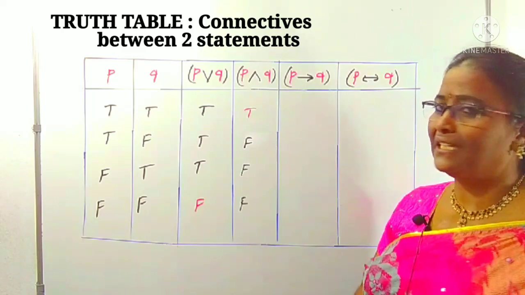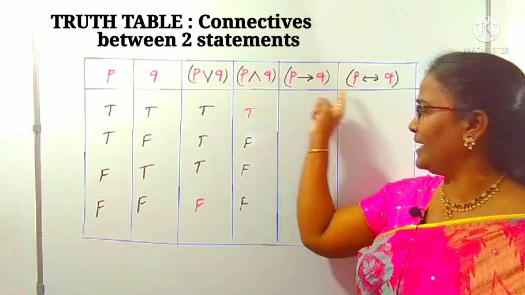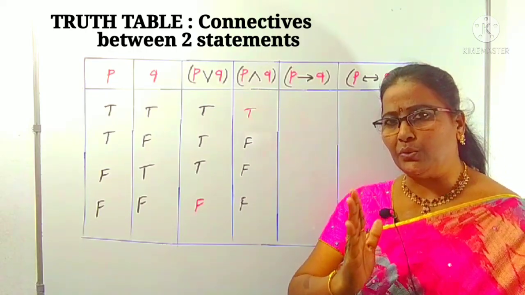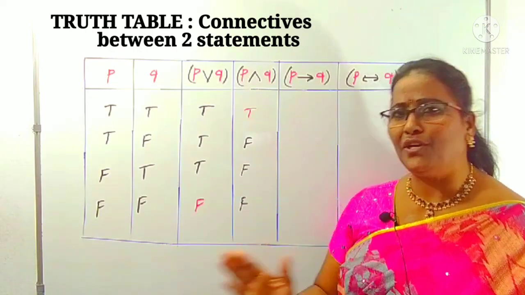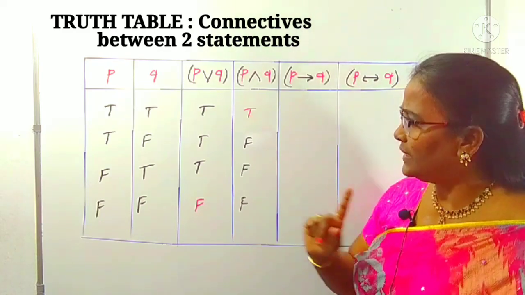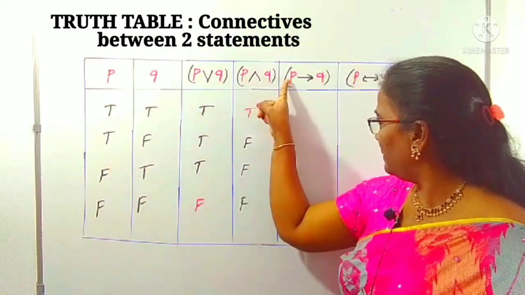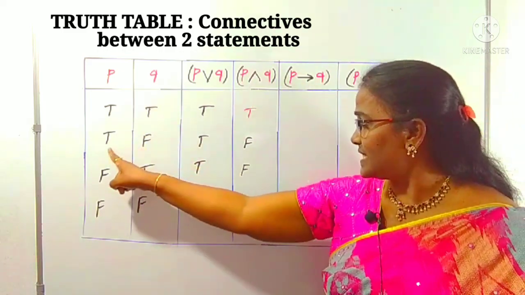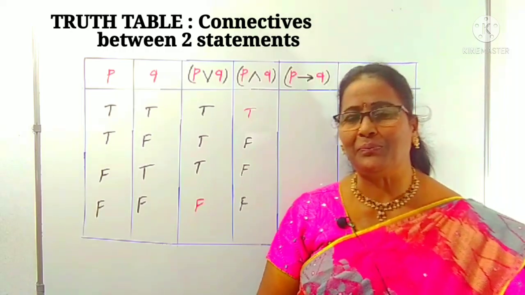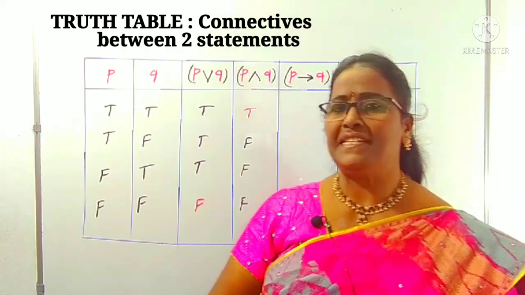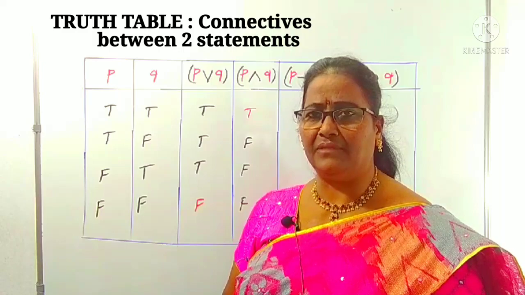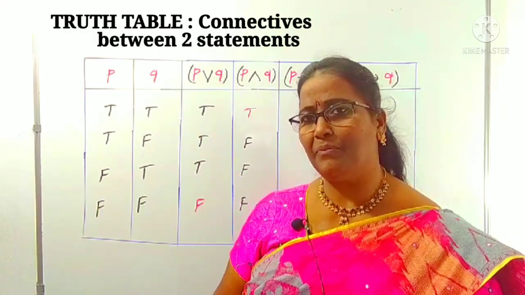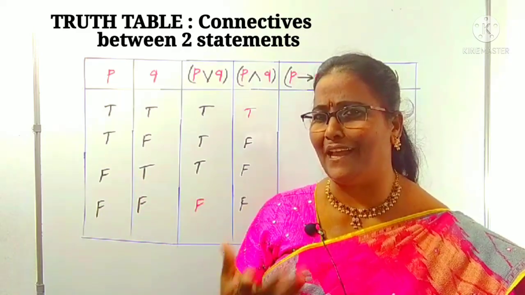Now we come to if then, that is implies. Simply, how to remember it: when the first statement is true and the second statement is F, then only the resultant is F. Between P and Q, when P is T and Q is F, this resultant is false, and the rest of them are true. Generally, if then means: if this has happened, then only the next one happens. If the first one has happened and the next one has not happened, it means the resultant has not happened in general language.